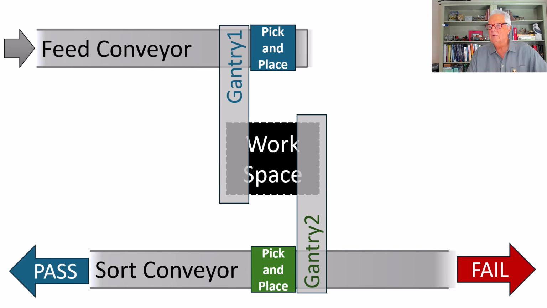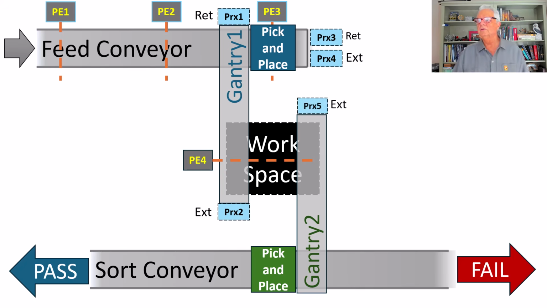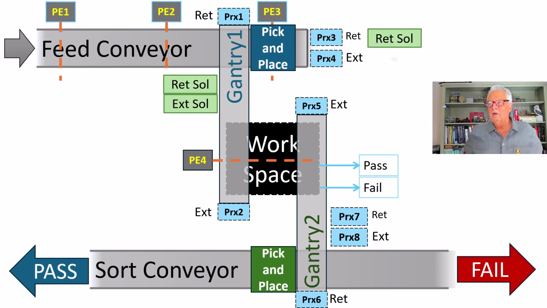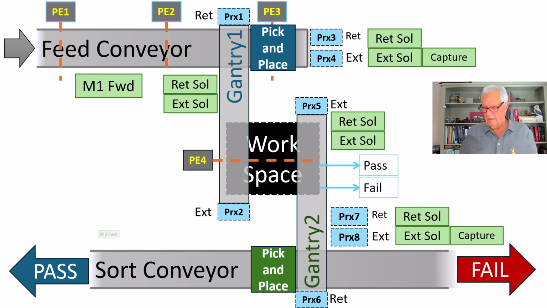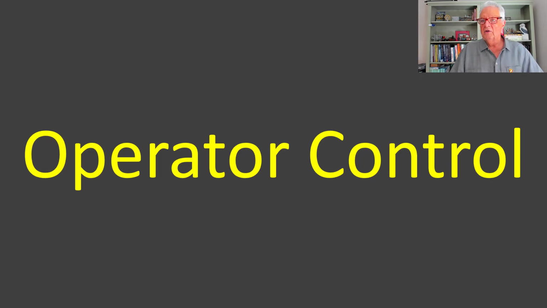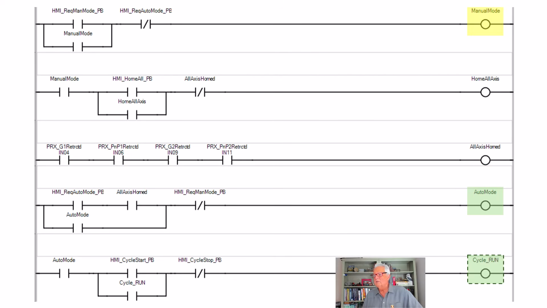Looking at just the components again, these are the sensors and outputs, or you could say the inputs and the outputs. And in the last video, we lined all these up, explained what we were doing with them. So just a quick review here. We ended the first video before we got to operator control. Going to operator control, these are the 5 rungs of logic that I'm using for operator control.